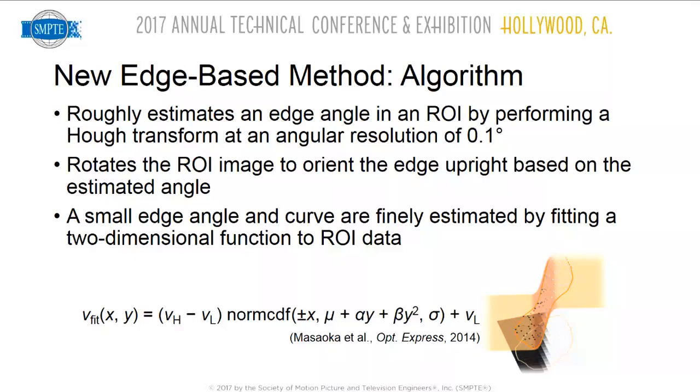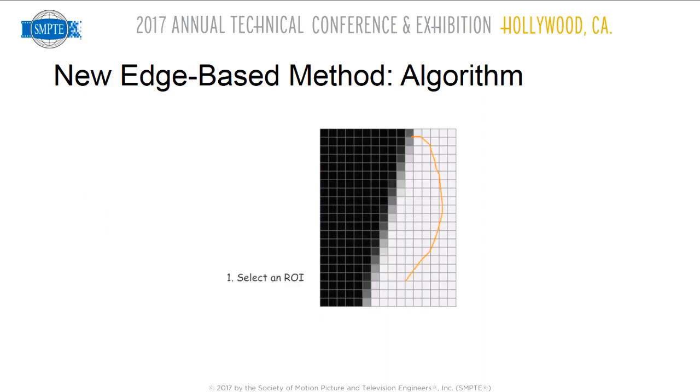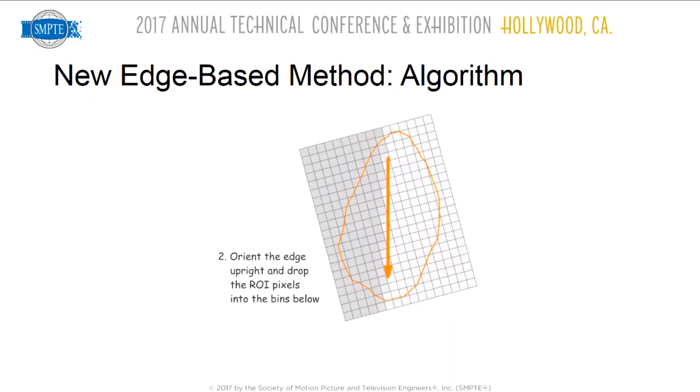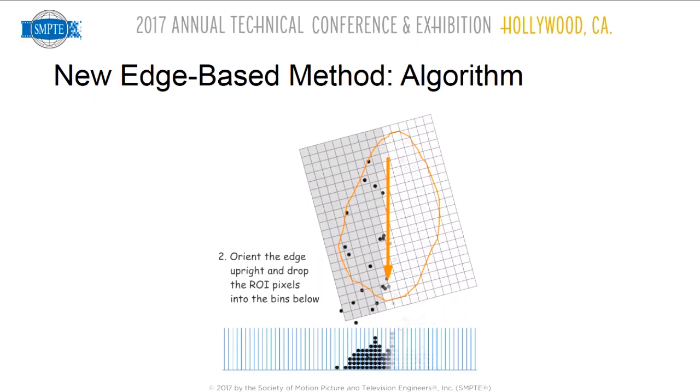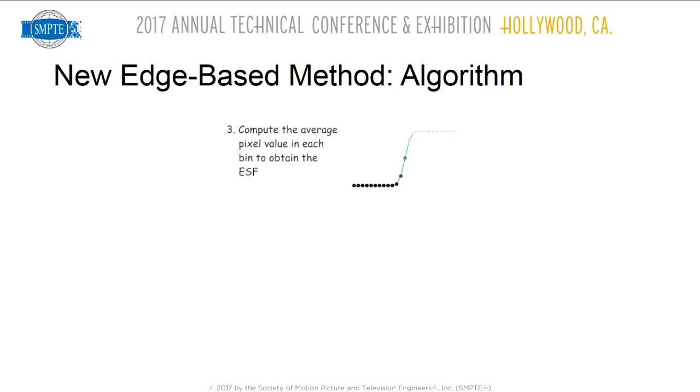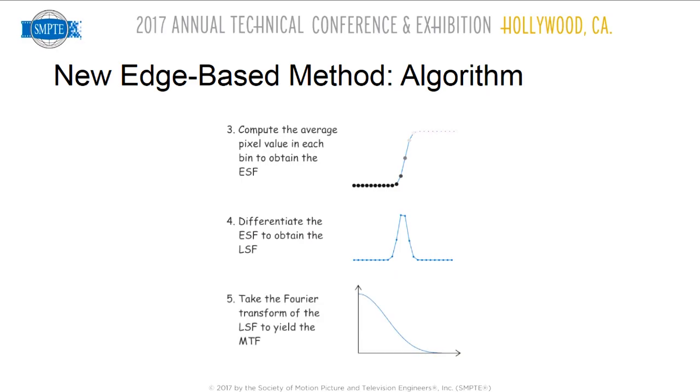And the algorithm roughly estimates the edge angle in an ROI by performing the Hough transform at an angular resolution of 0.1 degree. And it rotates the ROI image to orient the edge upright based on the estimated angle. And a small edge angle and curve are further finely estimated by fitting a two-dimensional function to ROI data. So I have the animation again. First, I select an ROI, it's no longer a rectangle. Then the oriented edge, and drop the raw pixels into the bin spiral and follow the same procedure as the ISO method. Is it clear? Okay.